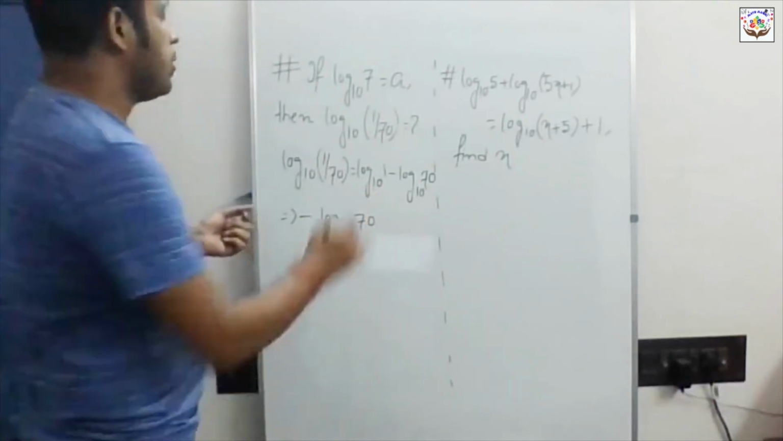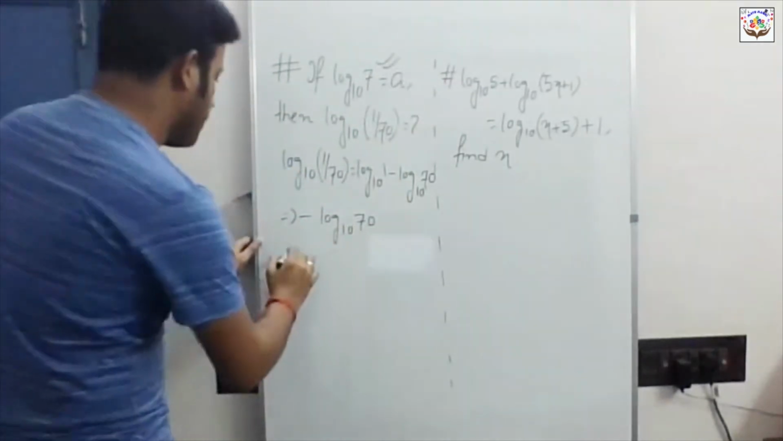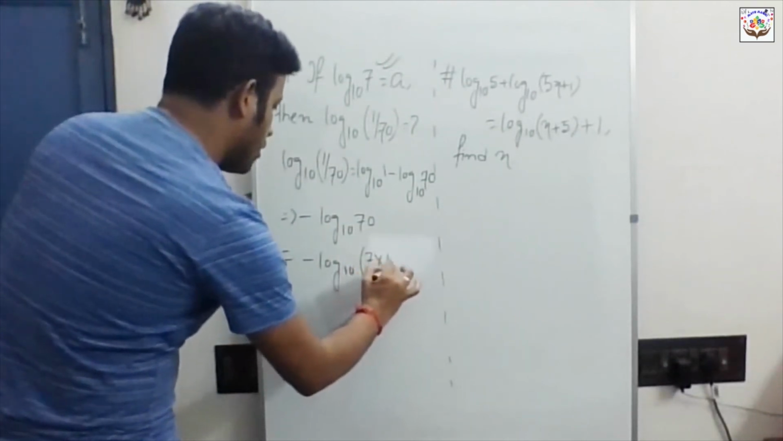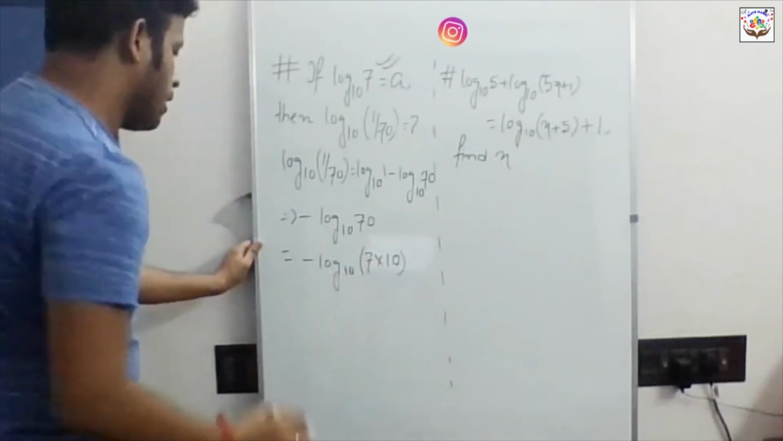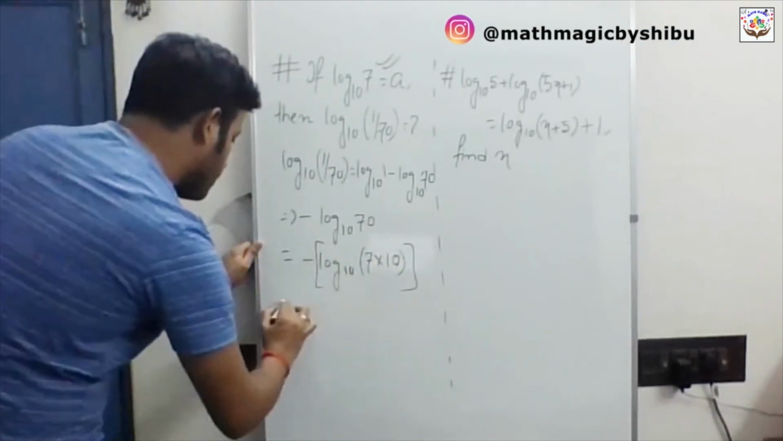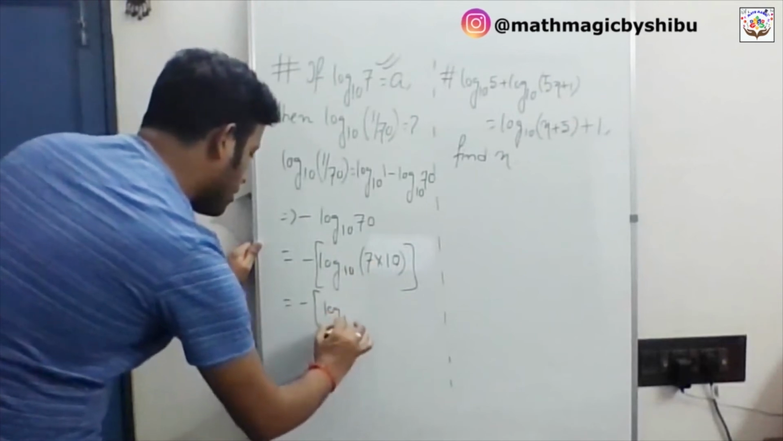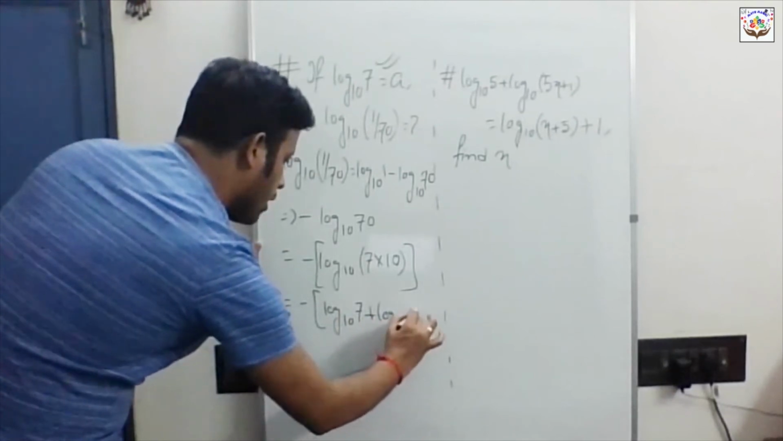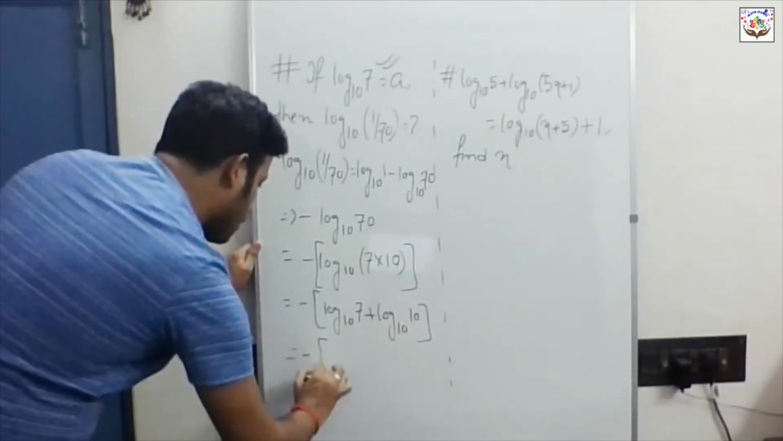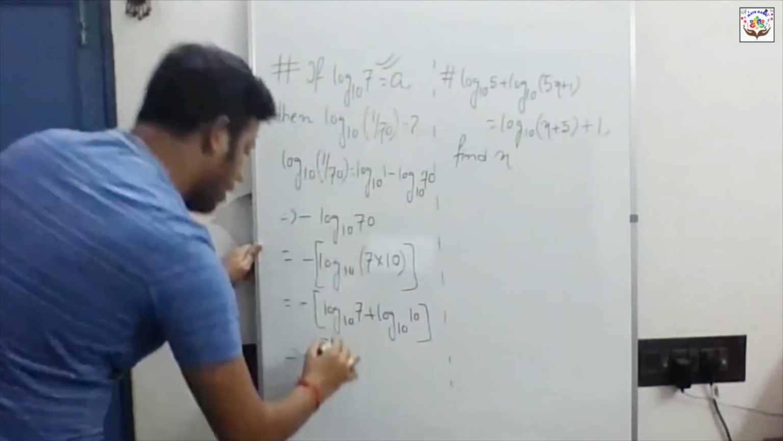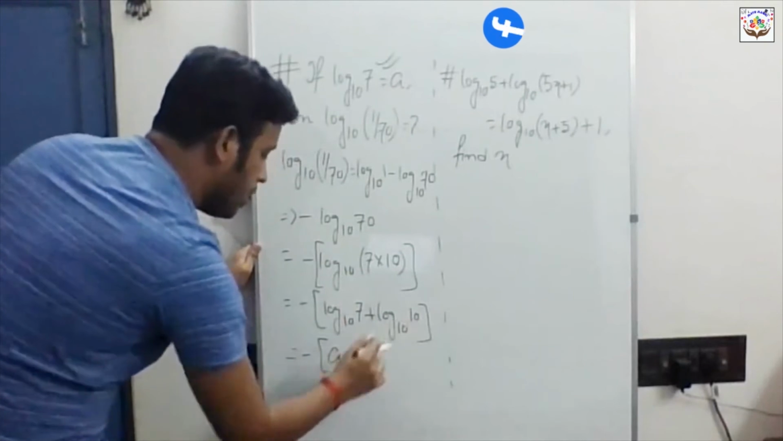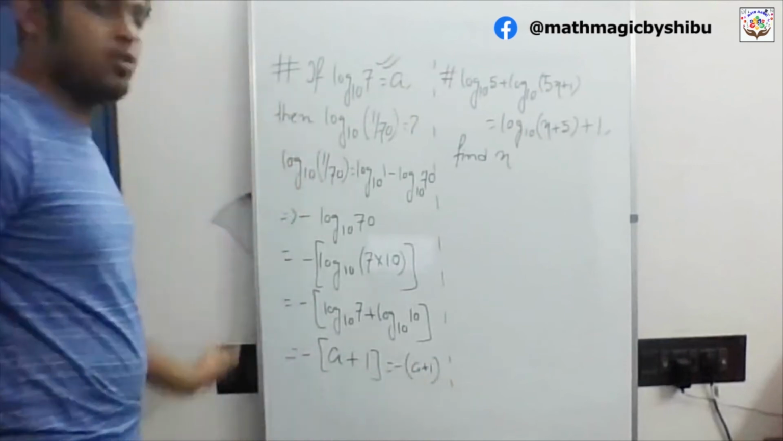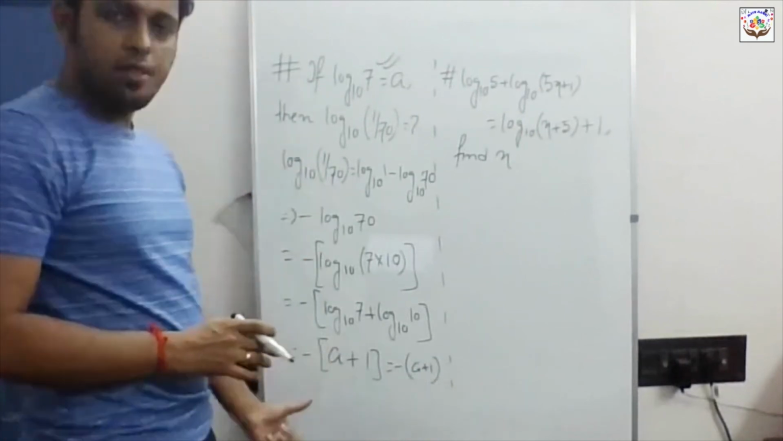Okay. Now we need to use this value here. What we can do, we can write 70 as 7 into 10, and let us distribute it as log 10 7 plus log 10 10. Okay, so log 10 7 equals to a, so put a here, and log 10 10 equals to 1. So the answer will be minus of a plus 1. Okay, I hope it is easy.